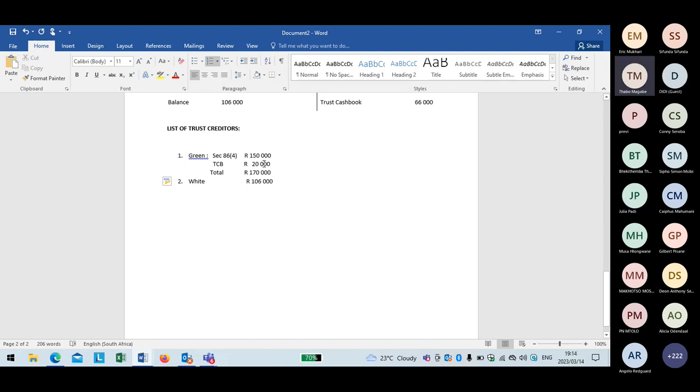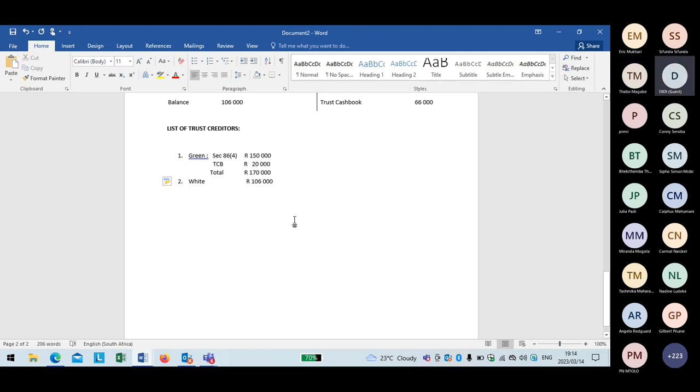In respect of Green, if you go to the trust account to look for this 170, you will not find it. Why will you not find it? Because we invested. And how much did you invest? 150. So in the trust account, you only have 20,000. And this came about when you withdrew 50,000 from the investment account and paid counsel 30,000. Do you remember? Yes.